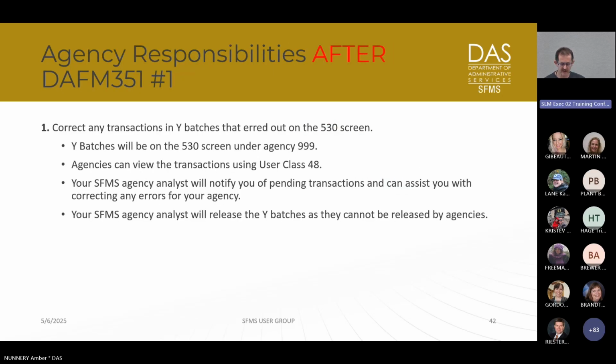Now we can switch our attention to the responsibilities that you have after the program runs. The closing transactions may have errors, keeping them on the 530 screen. Remember, the program is run under batch agency 999 rather than your own agency. So the resulting batches will be displayed on the 530 screen under agency 999, batch type Y.